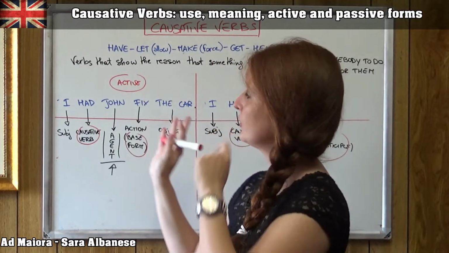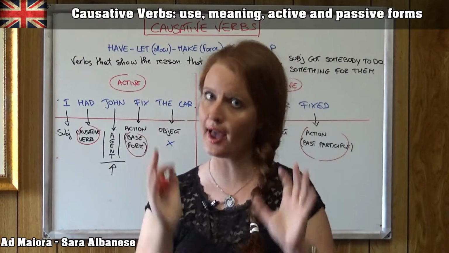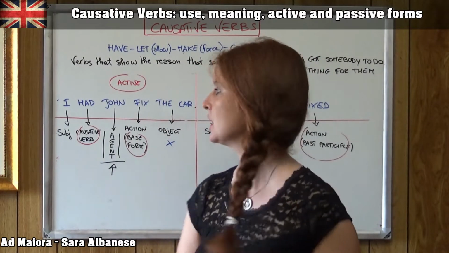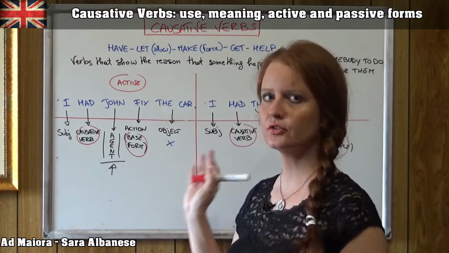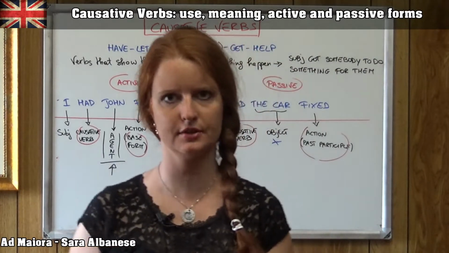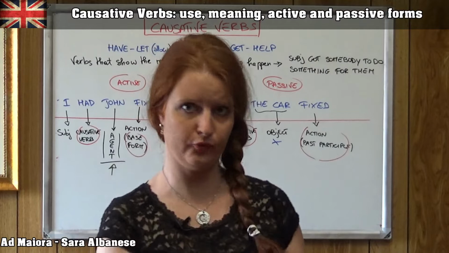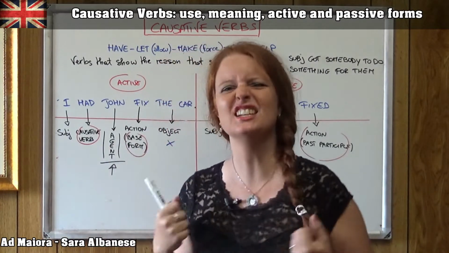So, first example, active form, okay, with the verb to have as a causative verb. I had John fix the car. The meaning is that I asked John to fix the car and he did it for me, basically. So this isn't his initiative.